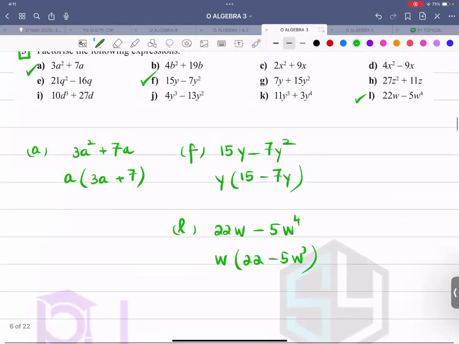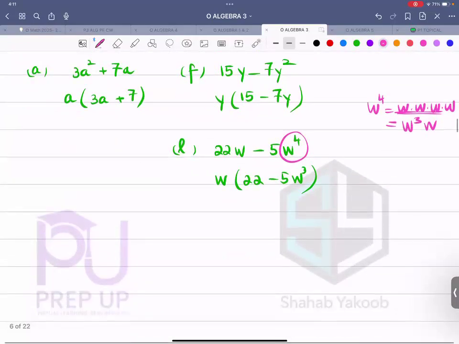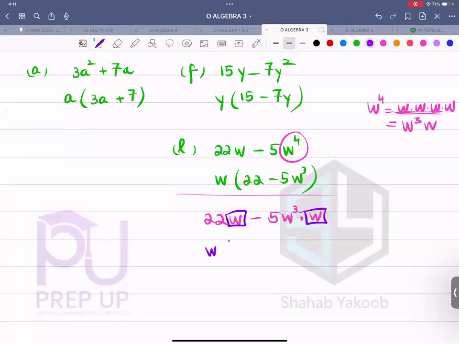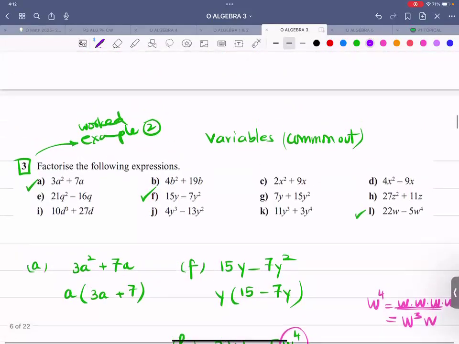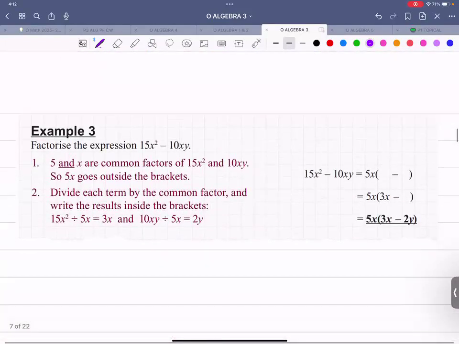Now, I think everyone is aware of the fact that this w power 4 is basically w into w into w into w. So this is basically w cube into w. If someone wants to add an extra step, they can write it like this: 22w minus 5w cube into w. And now we are taking this w common out. What are we left with? 22 minus 5w cube. I hope I have explained this further using this particular technique. So far so good. 2 examples are done. Inshallah, today we'll be doing lots and lots of factorization.